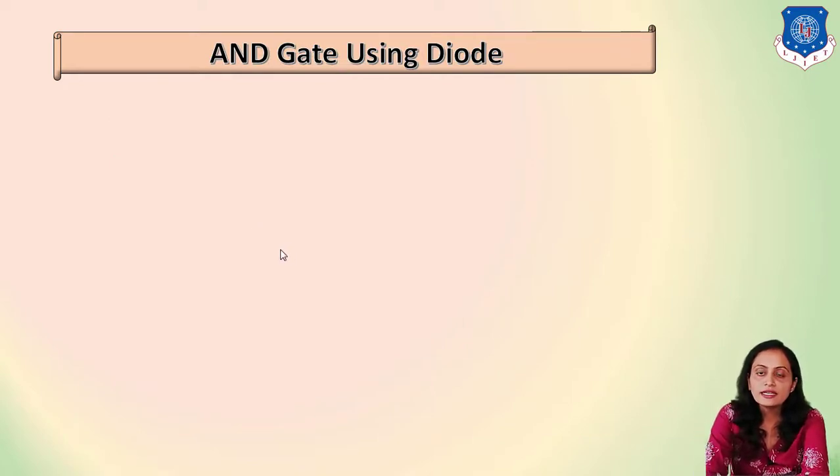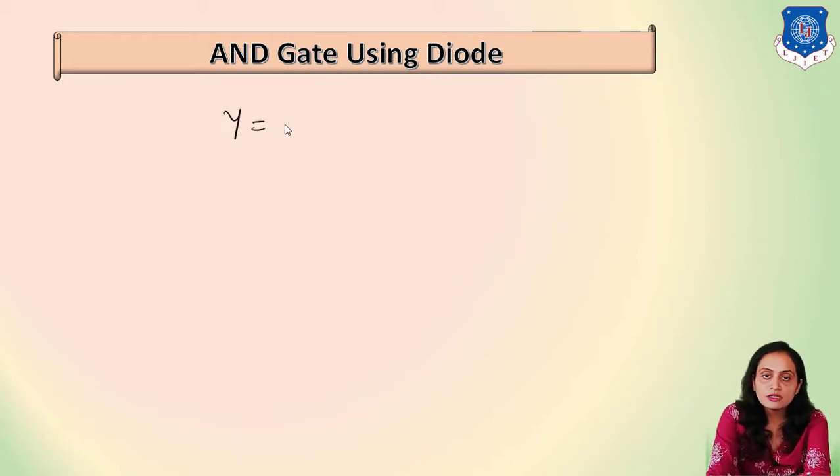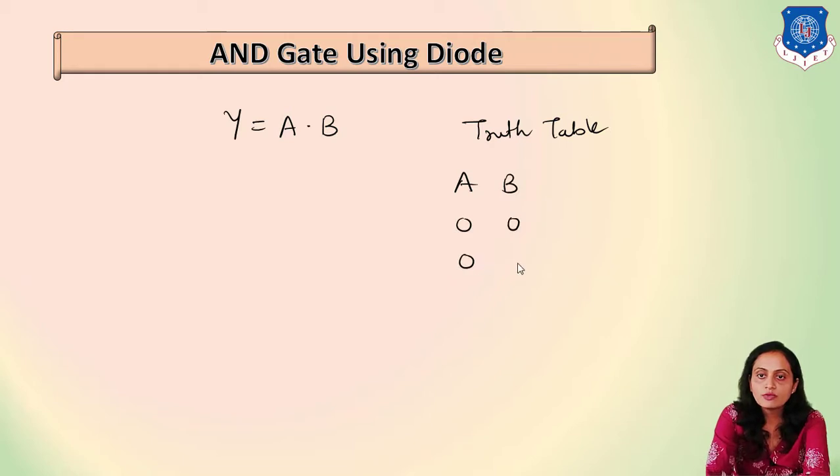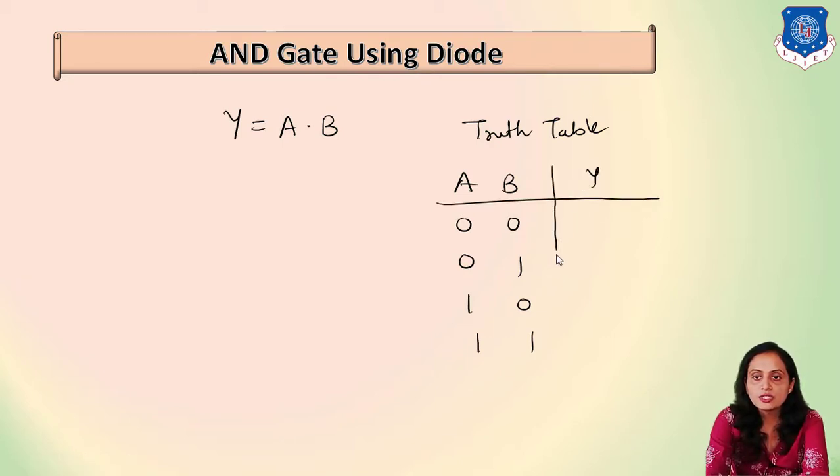Now we will see the AND gate using the diode. For the AND gate, let us write the Boolean equation: Y is the output, and Y equals A dot B. Let us see the truth table of the AND gate again. We have two inputs A and B, which have the 4 possible combinations 0 0, 0 1, 1 0 and 1 1. If any of the inputs A or B is 0, then the output will be 0, and only if both the inputs are 1, the output is 1.